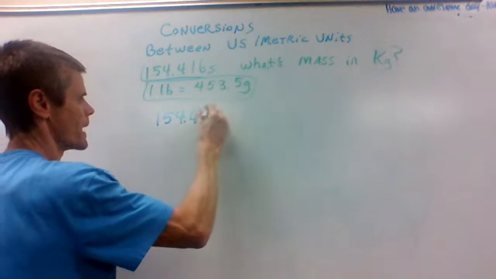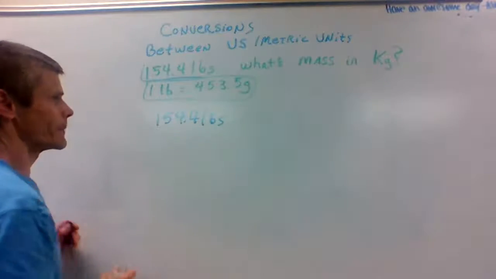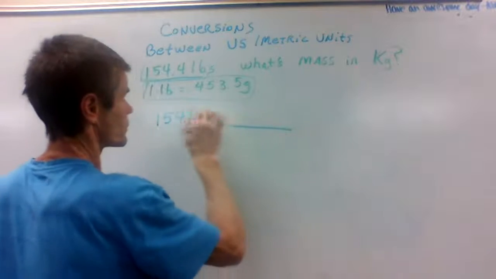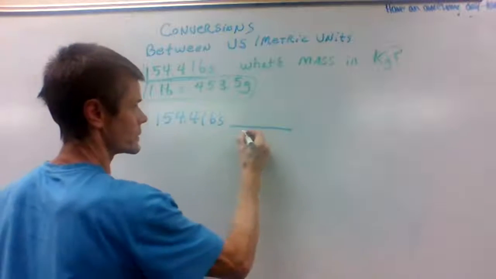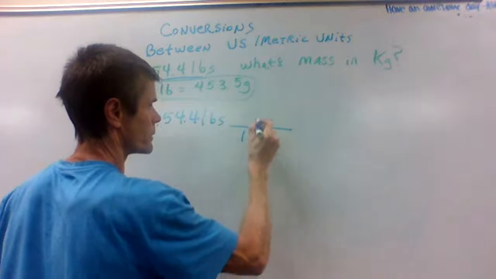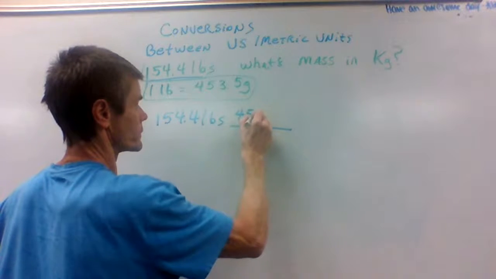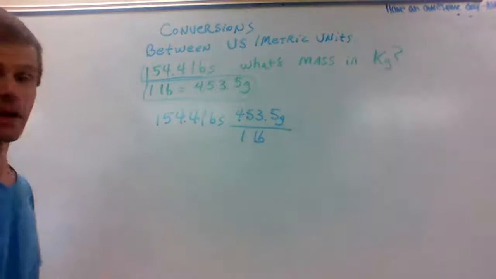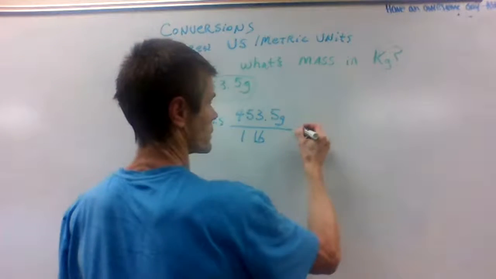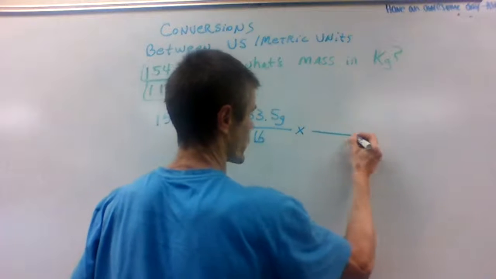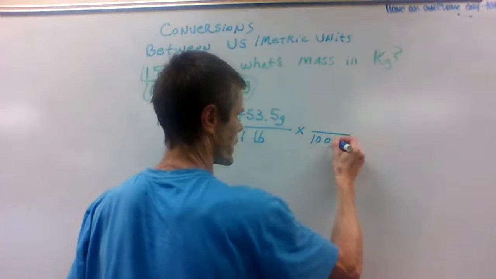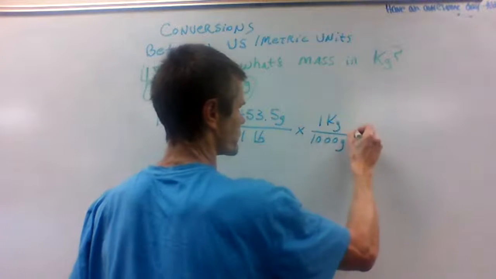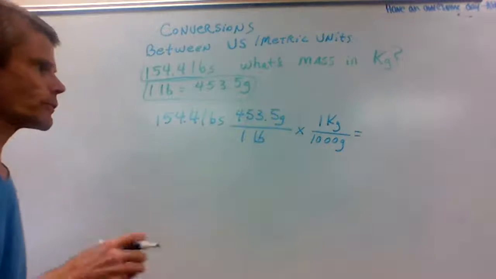154.4 pounds. And remember, our first conversion factor was this one right here that's given to us. 1 pound is 453.5 grams. Our second conversion factor was our metric conversion between grams, 1,000 grams, and 1 kilogram. And let's go through the problem.